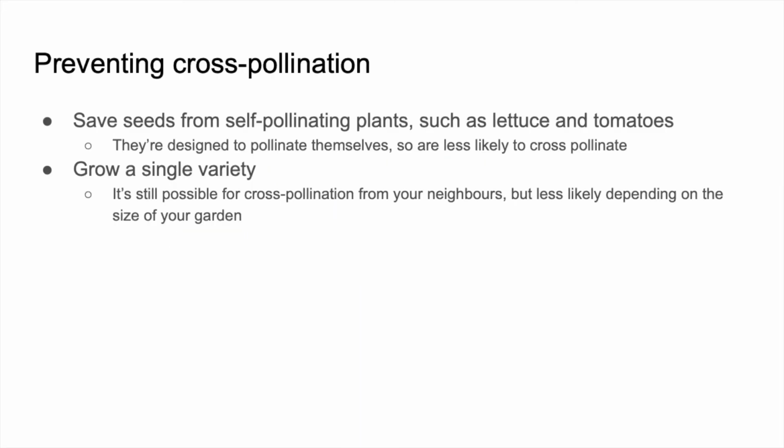Self-pollinated plants are one way of reducing the risk of cross-pollination, because self-pollinating plants are designed to pollinate themselves, obviously, so they're less likely to cross-pollinate. As an example, lettuce and tomato, as we went through. Another way is obviously to just grow a single variety. It's still possible for cross-pollination to occur from your neighbors, but less likely depending on the size of your garden and the type of plant you're growing, as we'll see in terms of the isolation requirements.